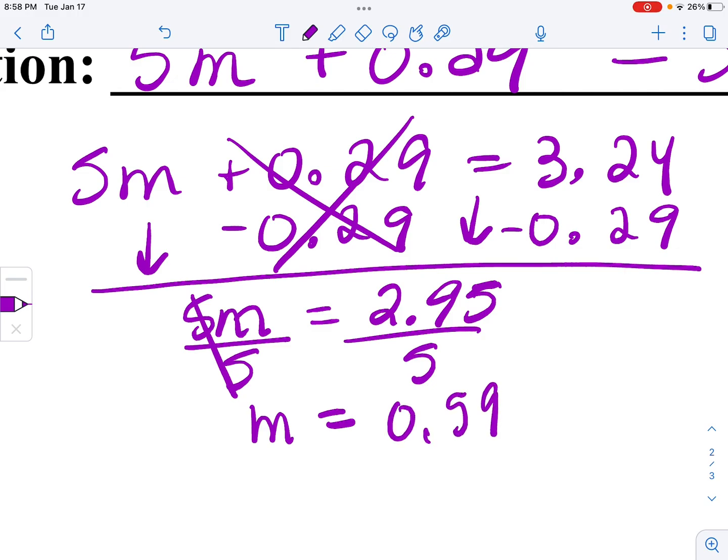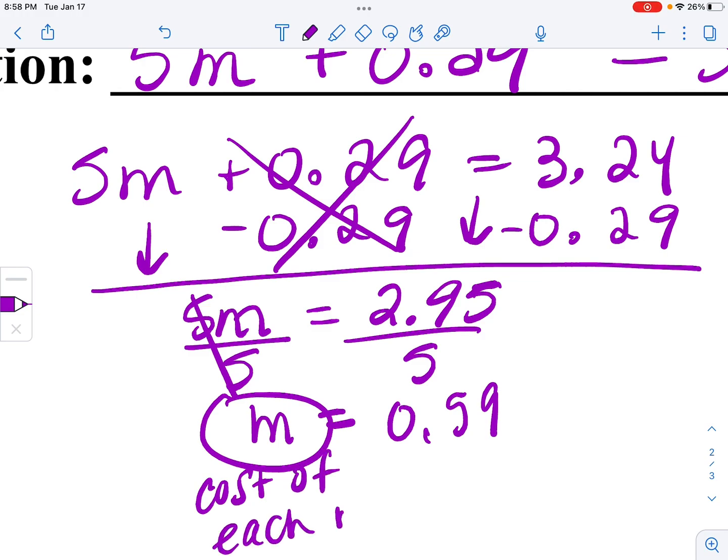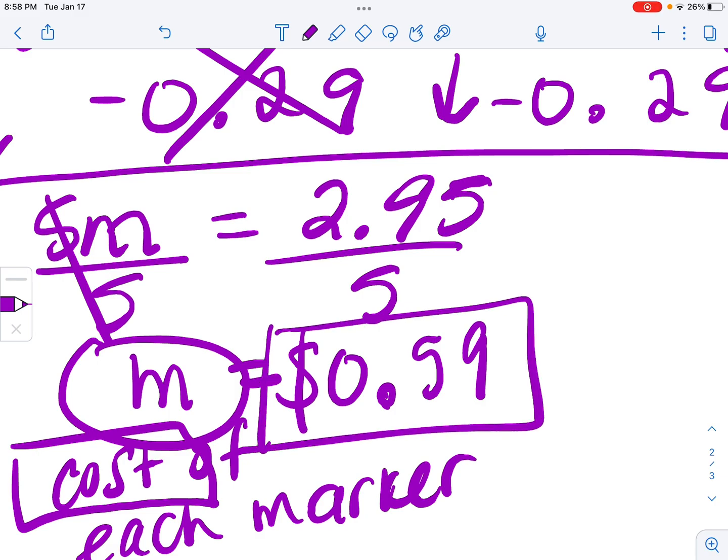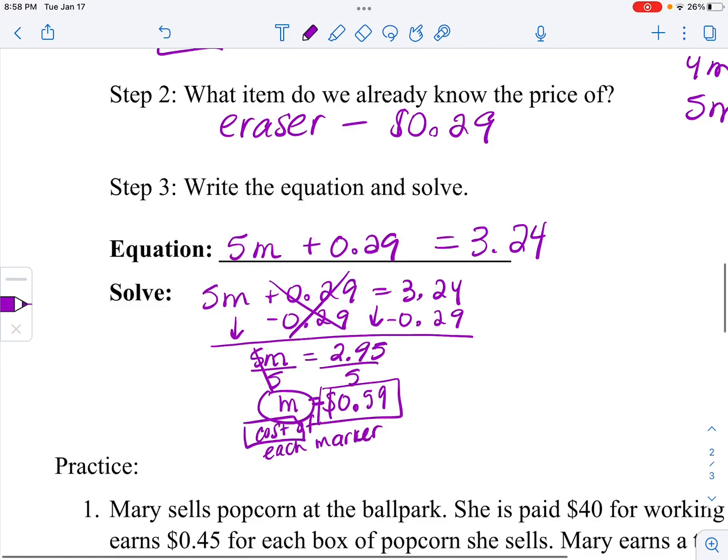Now I want you to think about what m originally represented. M represented the cost of each marker. So look at the answer you got. You need a unit. It's not 0.59. 0.59 what? If we're talking about cost, it's always in dollars. We could put a dollar sign in front of this. So this is $0.59. So 59 cents for each marker.